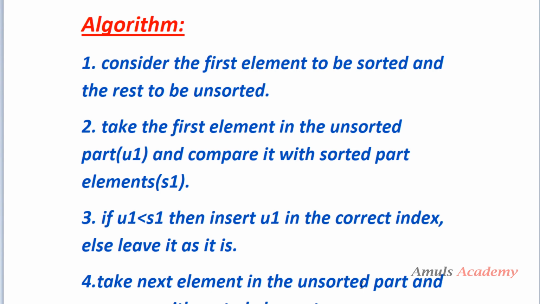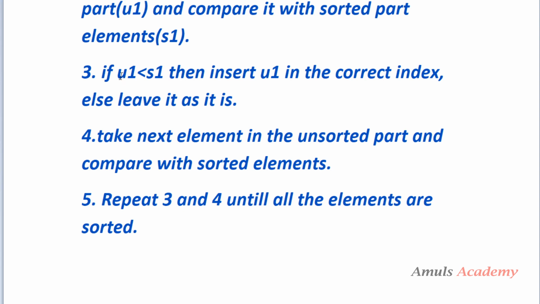So we have a sorted part and an unsorted part now. I need to compare the elements from the unsorted part to the sorted part. If the element in the unsorted part is less than the sorted part, then insert it at the correct index, or else leave it as it is. The next step is to take the next element in the unsorted part and compare it with the sorted elements. Repeat step 3 and step 4 until all the elements are sorted. So this is the algorithm.